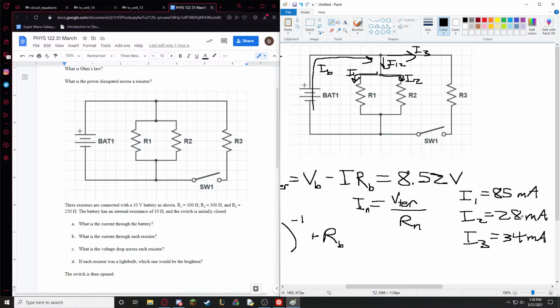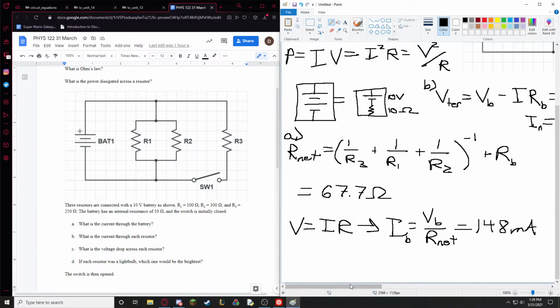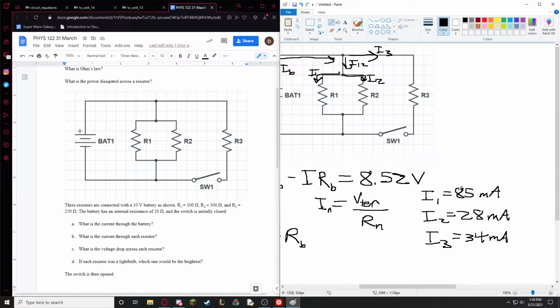That comes out to be about 113 milliamps. So then we know that IB is going to be I12 plus I3, so 113 plus 34 milliamps. We get 147 milliamps, which is close enough to 148 because we were rounding, and this is like 28.4, this is 30 point something, this is 85 point something. So we use the junction law, and we double check that we got the exact same currents as we would expect.